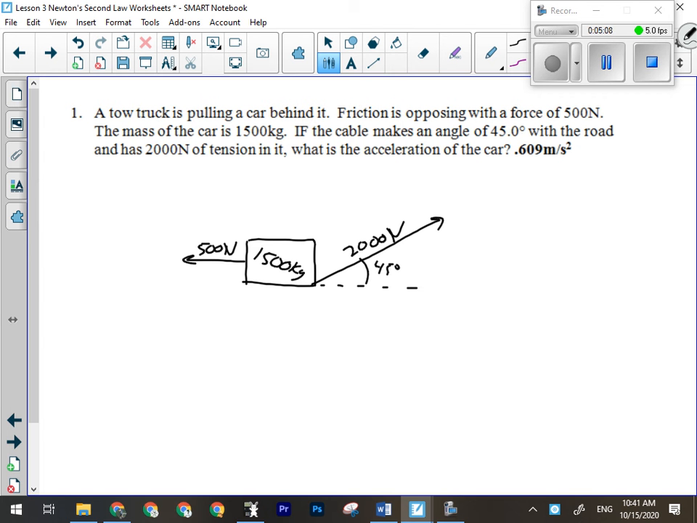Okay. What are the other forces here? What's that? So I've got tension in here already. I've got friction. What other forces are present? You have to figure out the applied force from the car. Well, that's right here. This is the applied force from the car. What force is that? Gravity.